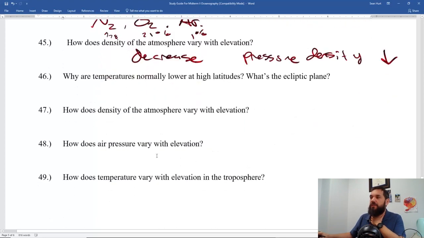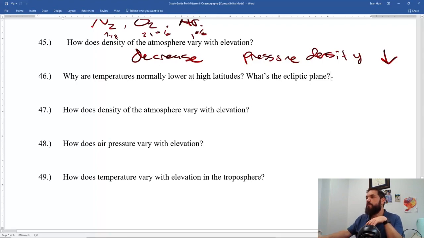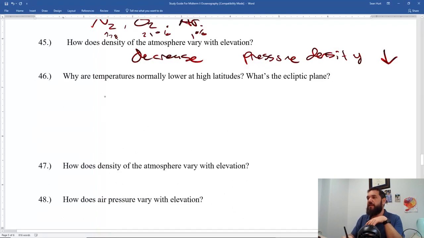Why are temperatures normally lower at higher latitudes? I'm sorry, I guess I'm kind of skipping around here. But temperatures are lower at higher latitudes because, I can actually kind of draw this out, and that might be more effective to explain this. Let's say here's the Earth, okay? Let's say here's the poles and the axis. So this is the North Pole.